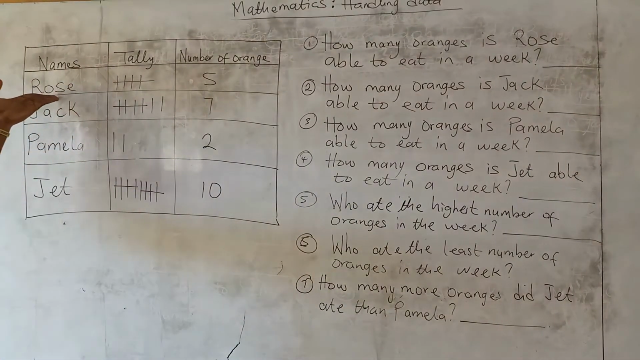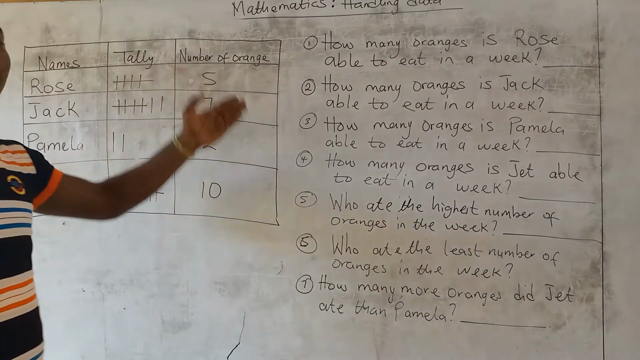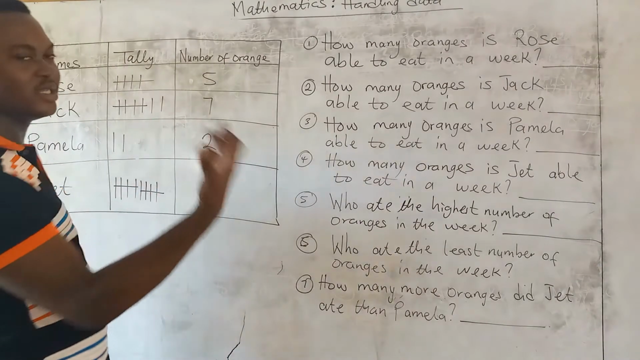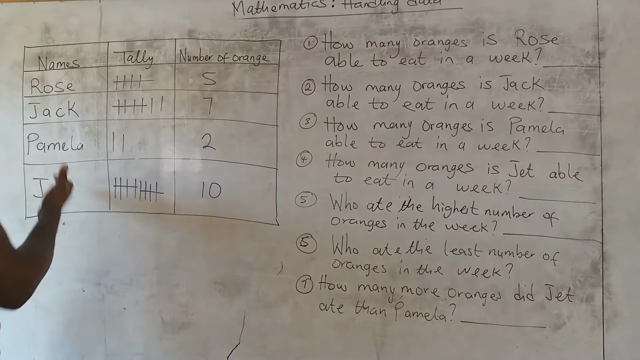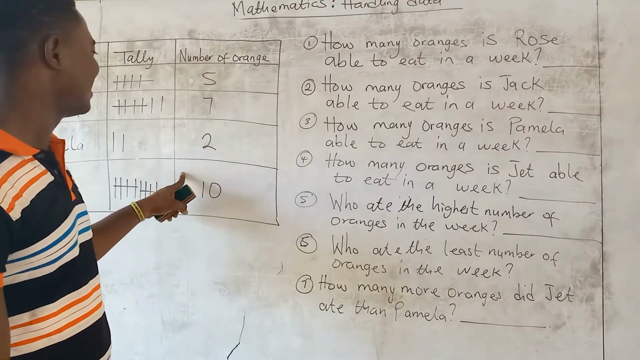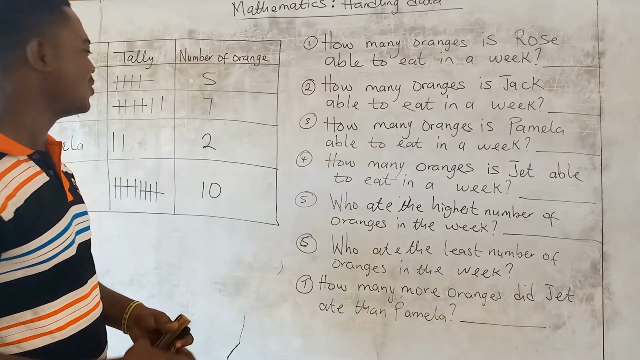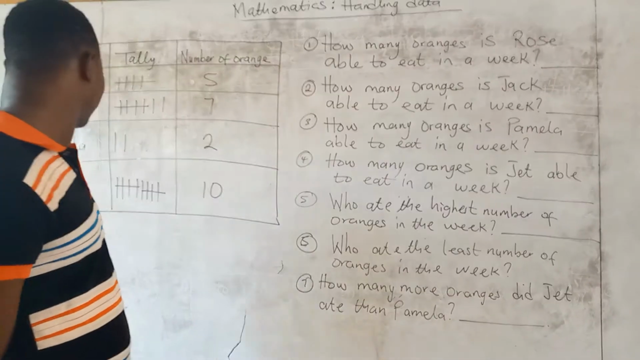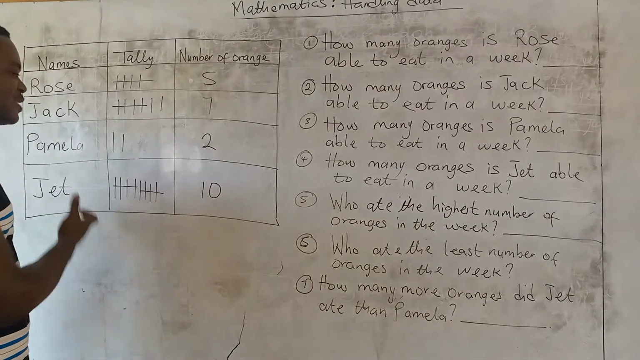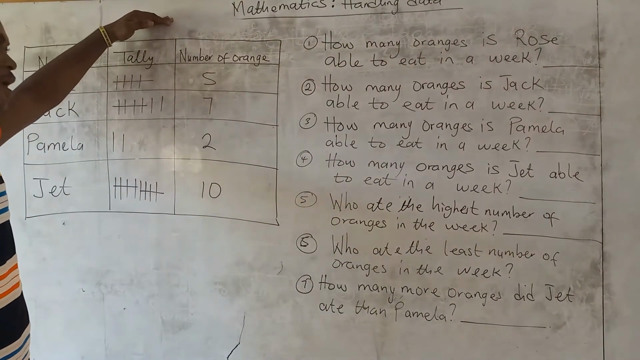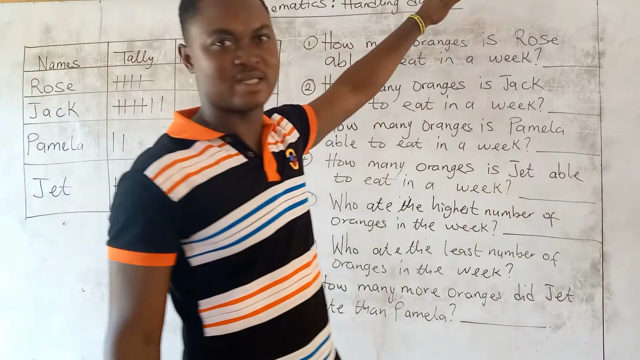So we take Rose, for instance, she's able to eat 5 oranges in a week. We take Jack, he's able to eat 7 oranges in a week. We take Pamela, she's able to eat 2 oranges in a week. You know, when you are sick, and then you cannot eat, that's what happens. You'll be eating only 2 oranges in a week. But if you are well, like my friend Jet here, she can eat 10 oranges. So that is what the table is all about. We are going to use it to answer these questions.